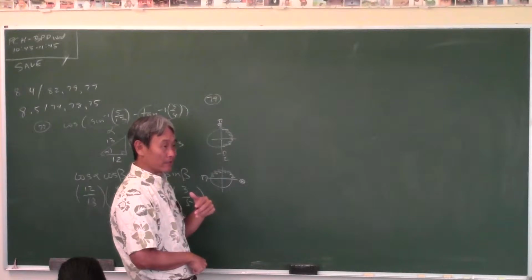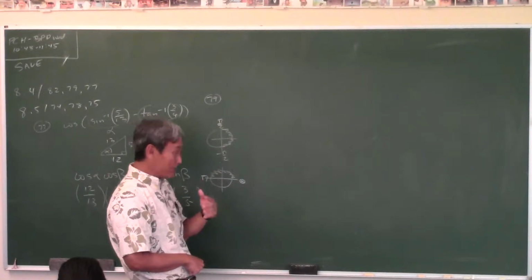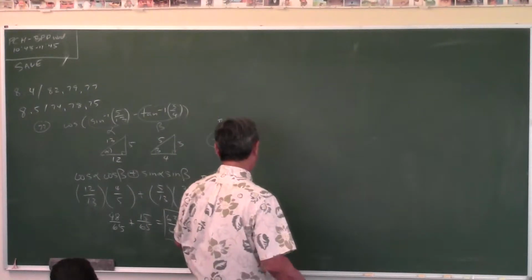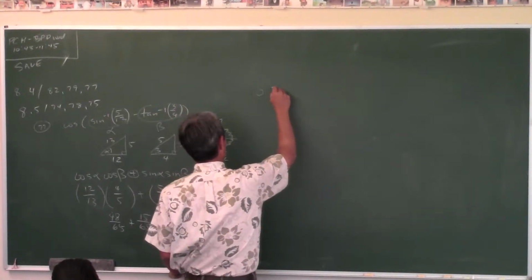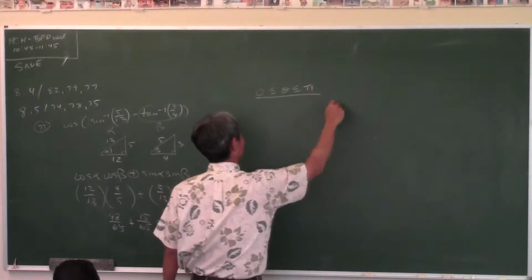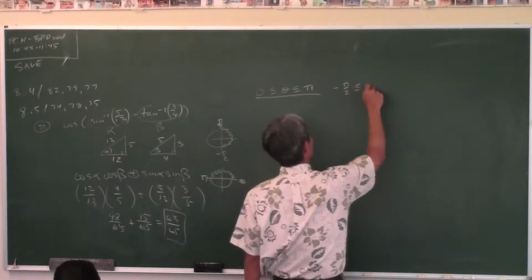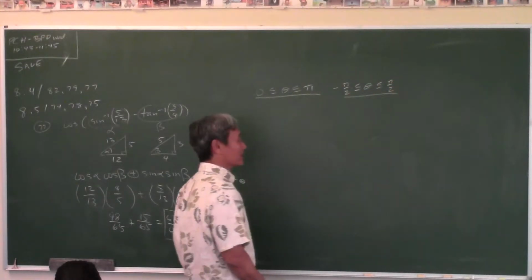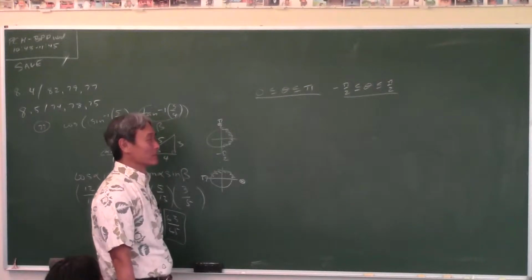Wait, how do you distinguish that? You gotta remember the ranges. Okay, let's go back and pretend we don't know anything. These are the two ranges that you gotta remember, right there. So how do I figure out which one is which?